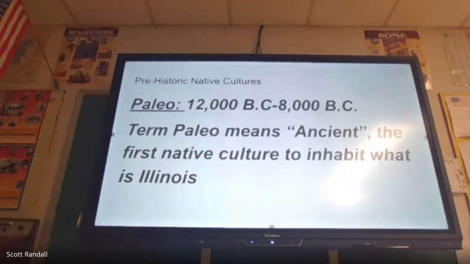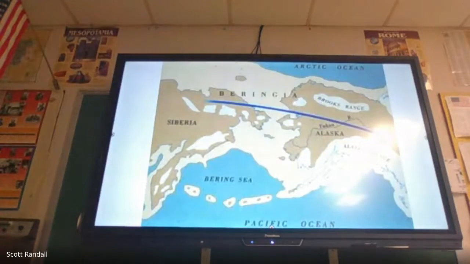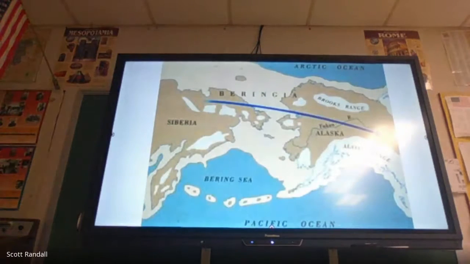These are the inhabitants of this area who came across what is the contemporary idea of Beringia, which is the land bridge that separates Asia from North America. When you guys were in grade school, you probably did a unit on Native Americans. This is essentially paleo, the classification of these early inhabitants that eventually spread all the way through the Americas.